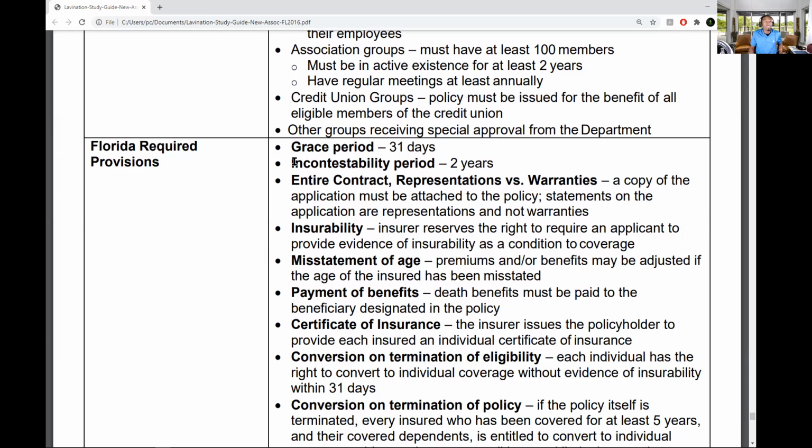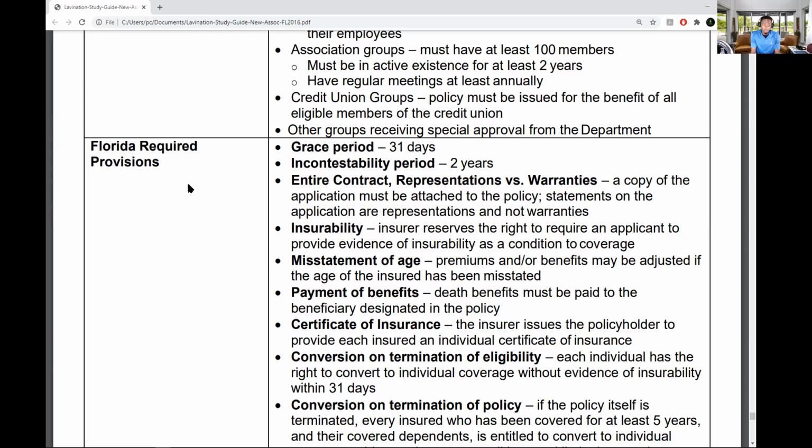So we're going to talk about another subject here. Florida required provisions. The state of Florida requires a grace period of 31 days for group policies. So if you have a group, 31 days. If it's a regular individual policy, it's 30 days. So make sure. Why is it 31 days? Why didn't they keep it simple? Well, they just want to make the exam a little bit harder. They put 31 days for the group.